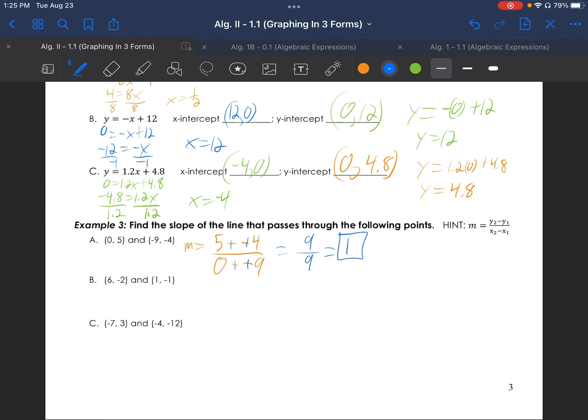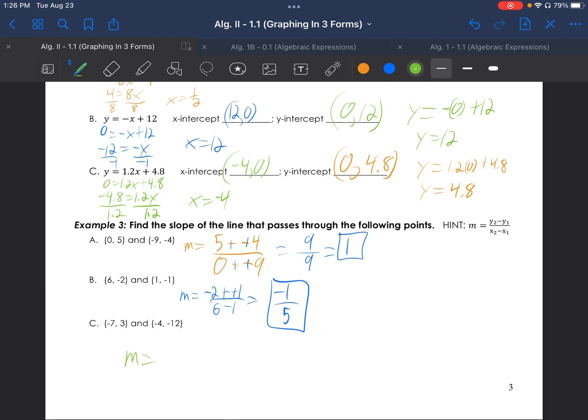All right. So on letter B, same idea. M equals whichever one I want to pick. So I'm going to do -2 minus a -1 and 6 minus 1. So change those to positives. -2 plus 1 is -1. 6 minus 1 is 5. So I get -1/5. It doesn't matter if your negative's on the top or bottom of a fraction or out in front. The fraction's a negative.